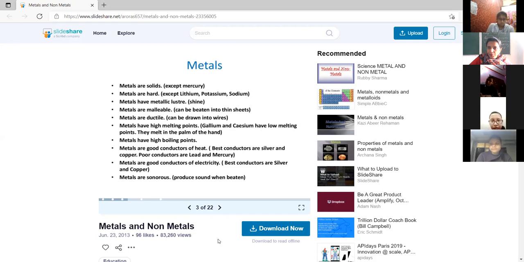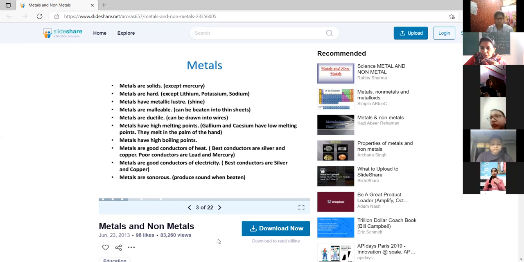Like I'm just explaining, maximum metals are solids, but there is an exception with mercury, which exists in liquid state. Similarly, all metals are hard, but lithium, potassium, and sodium are soft. Sodium is so soft a metal that it can be cut with a knife even. So children, 1 mark questions you can get: which metal is very soft that it can be cut with a knife? Sodium. Rest all are hard metals.